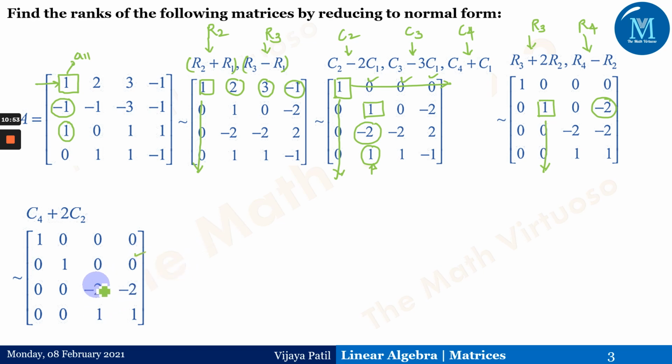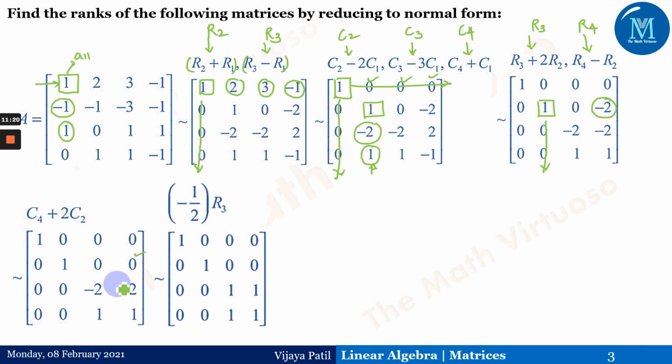Now the next task is to make this here as 1. And it is possible because it's a -2, no fraction is coming. Try to avoid the fractions in this type of examples. Sometimes it is not possible to avoid it, but whenever it's possible, please avoid the fraction so that it would be easy for you to go ahead with the calculation. So now we are left with this. -2 can be changed as 1 by putting the transformation as -1/2 times R3.